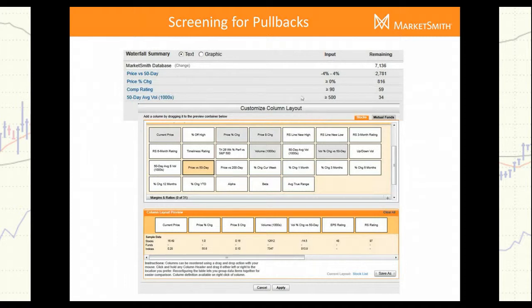The composite rating I have is just over 90, so we're looking at the top 10 percentile of composite ratings. The composite rating blends the fundamentals and technicals together just to give you one rating, so I think it's the best rating that we have, which is why I use it so frequently. But we're looking at very strong composite ratings. And then lastly, just the 50-day average volume over 500,000 shares a day. So it's a stock that's relatively liquid.